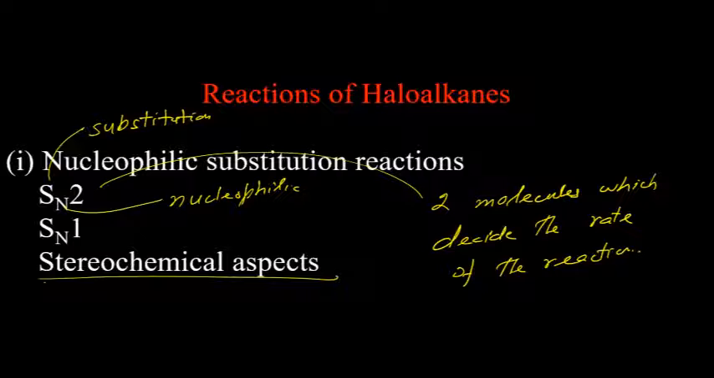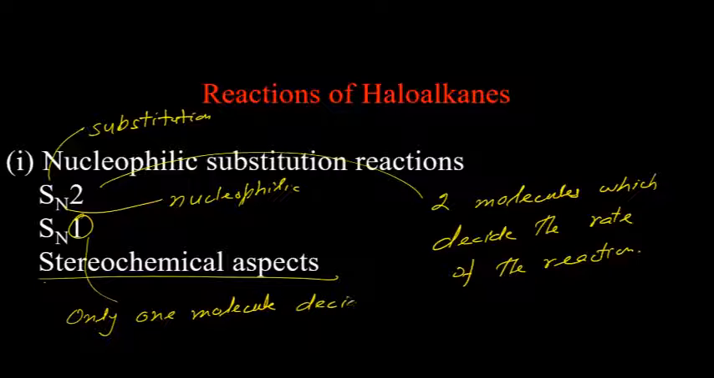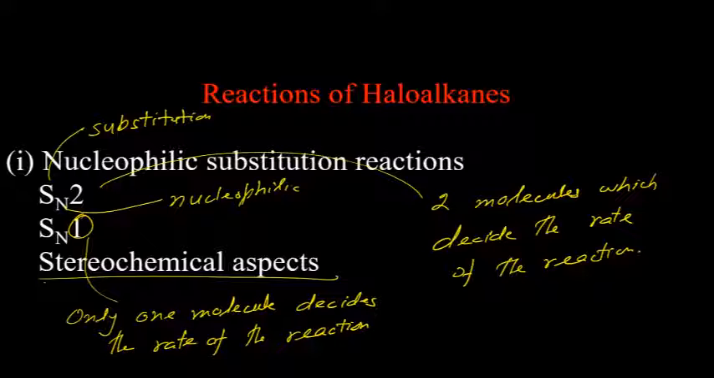In SN1, S and N are the same thing, but here one means only one molecule, only one reagent or molecule decides the rate of the reaction. That's why the names SN2, SN1. So it's not that we are talking about the second one and the first one we will be talking about later. SN2 means two molecules decide, SN1 means one molecule decides.